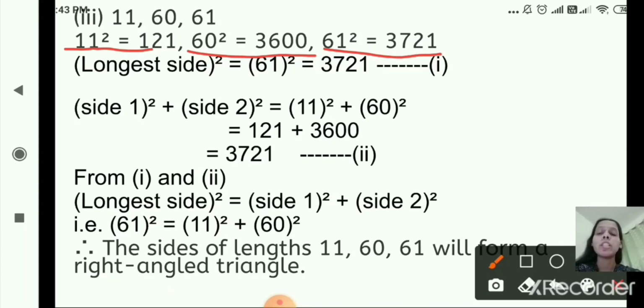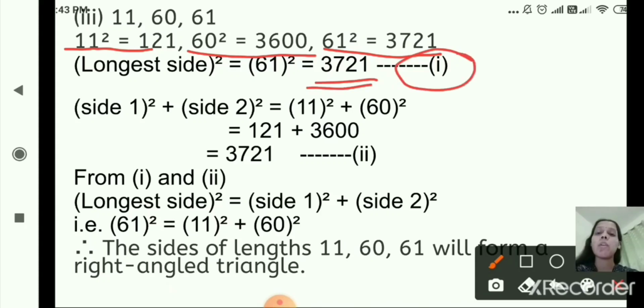Now what is the first statement? Longest side square. Which is the longest side? Yes, 11, 60, 61. Which is the longest side? 61. So longest side square is equal to 61 square, that is 3721. This is the first statement.